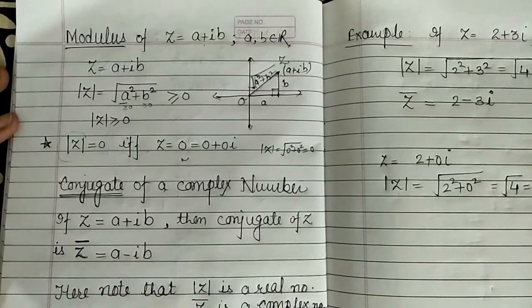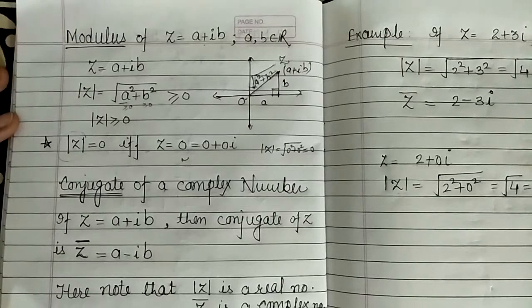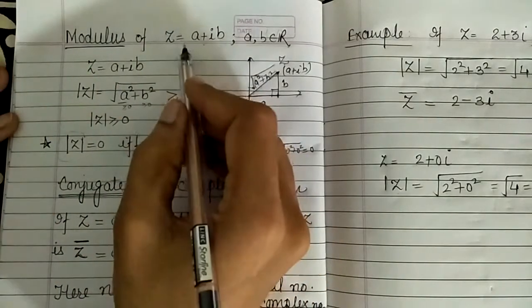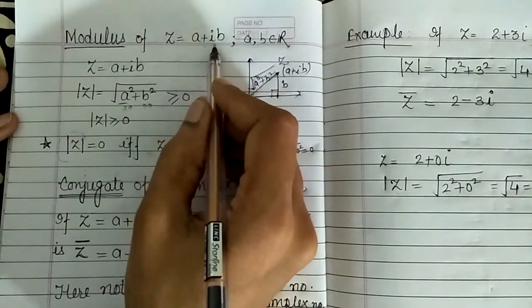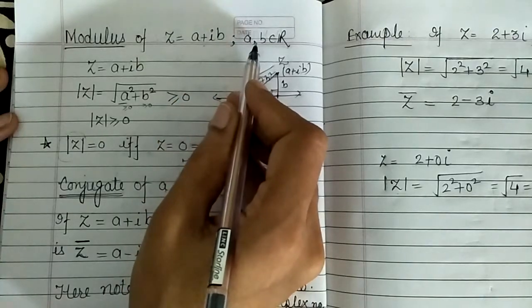Today we are going to discuss the modulus and conjugate of a complex number. First we are going to define the modulus of a complex number. Let z be a complex number a plus iota b, where a and b are real numbers.